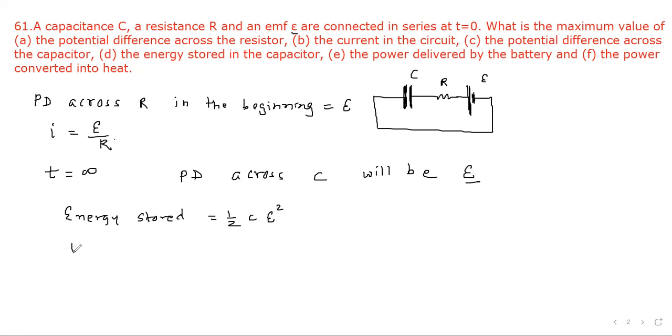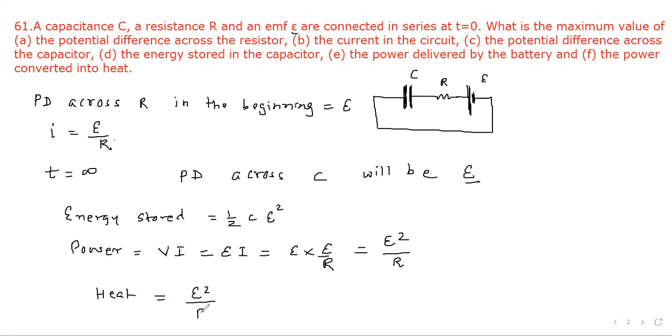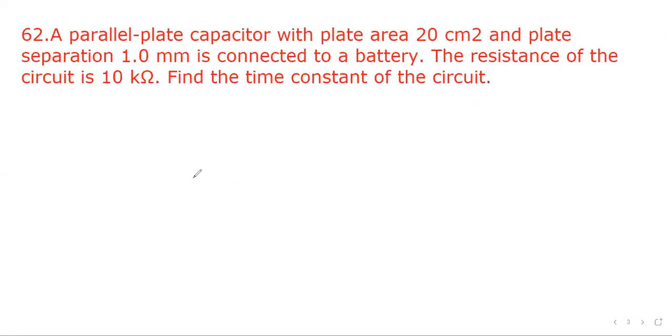Now power delivered is VI or EI, or E into E upon R. That is E square upon R. And the next part is the power converted into heat. The whole power is converted into heat. So heat produced will be the same as power. Now let's go to the next question.